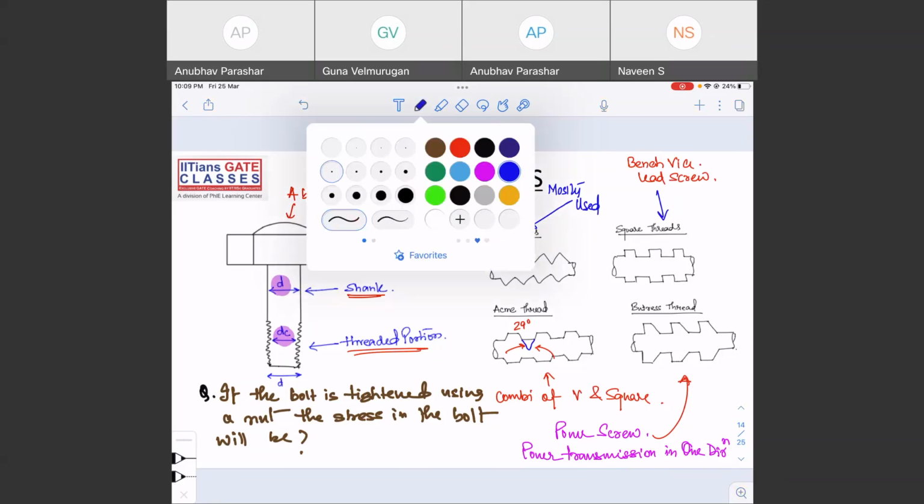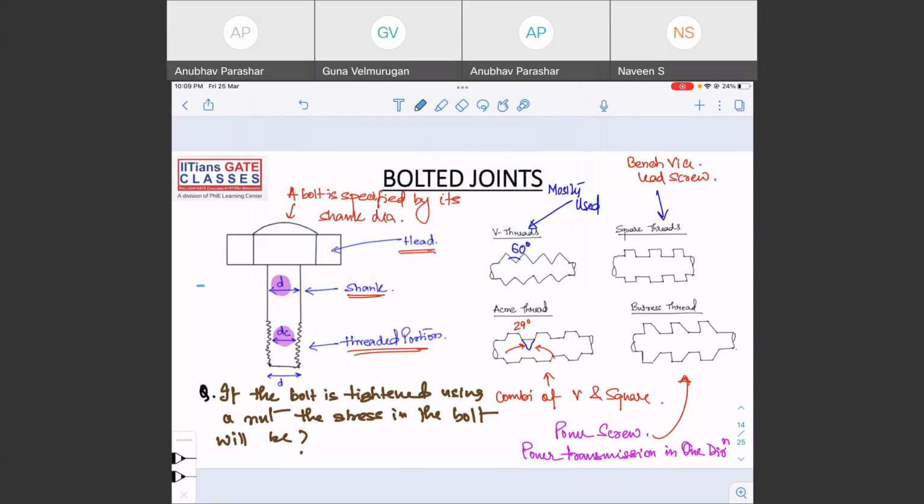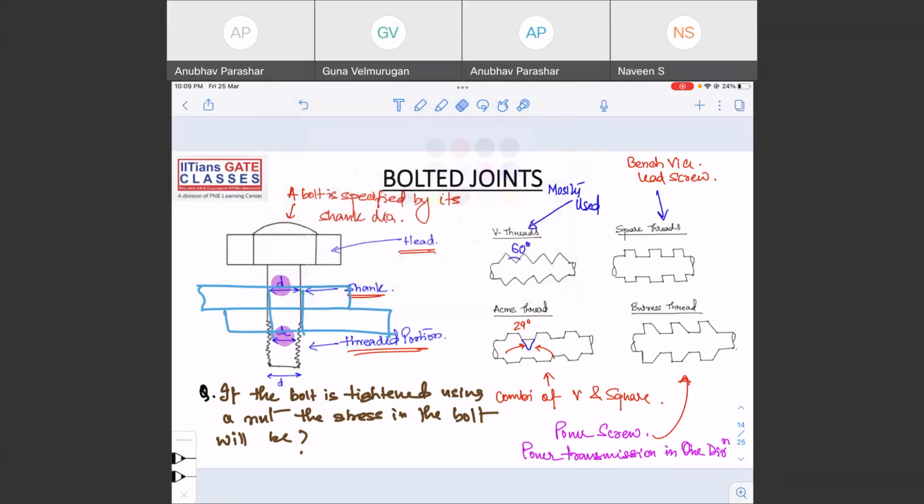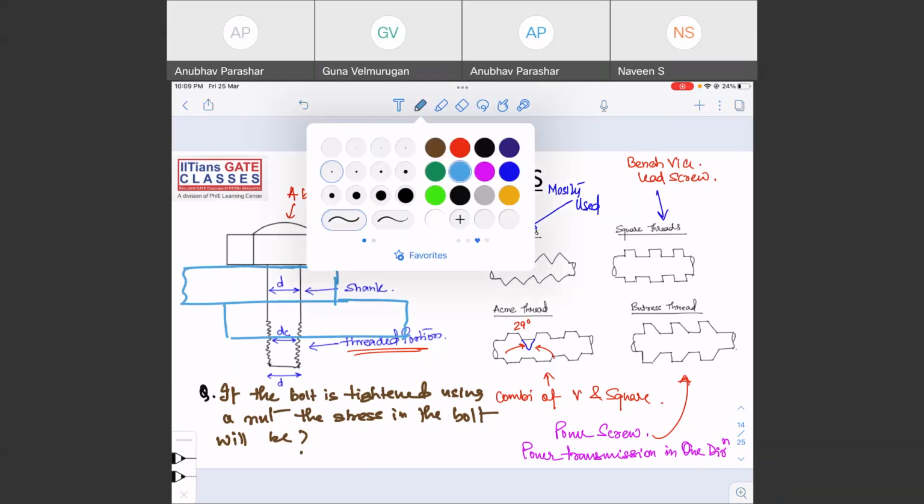Okay, let me use a figure. Let me say this is one plate and this is another plate. I have used the bolt. Here I use a hexagonal nut. It is not done. Okay, let me say this is one plate, and this is the other plate. You can see. Okay? Then I use a hexagonal nut.